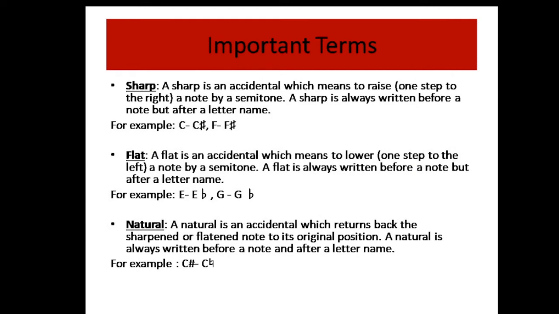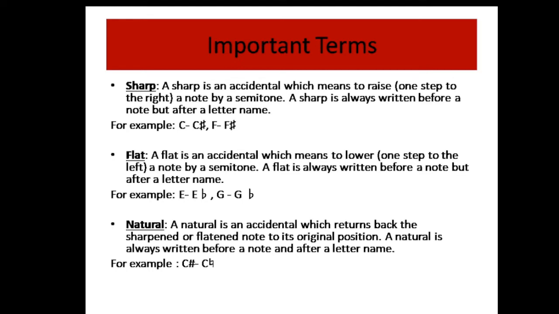Before understanding the different kinds of scales, we have to also understand the different important terms, which are a sharp, a flat, and a natural. A sharp is an accidental, which means to raise a note by a semitone, raise to the right hand side. A sharp is always written before a note, but always after a letter name. The example which I have shown over here is C sharp.